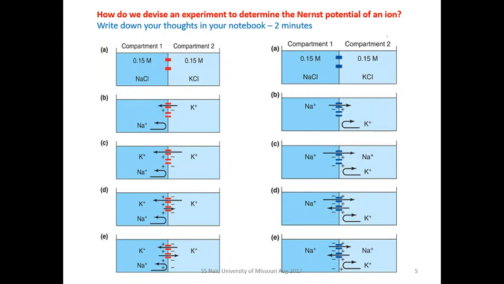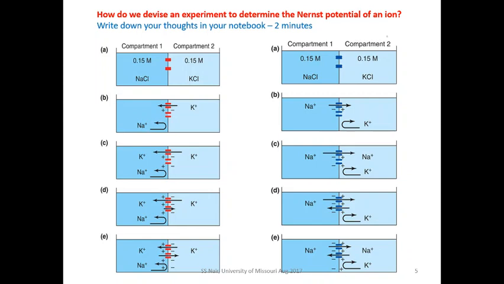So in this case, the movement of K plus ions from the right side to the left side follows the law of diffusion, which states that molecules of any type, charged or not, will move from a region of higher concentration to a region of lower concentration. And that is the law of diffusion.